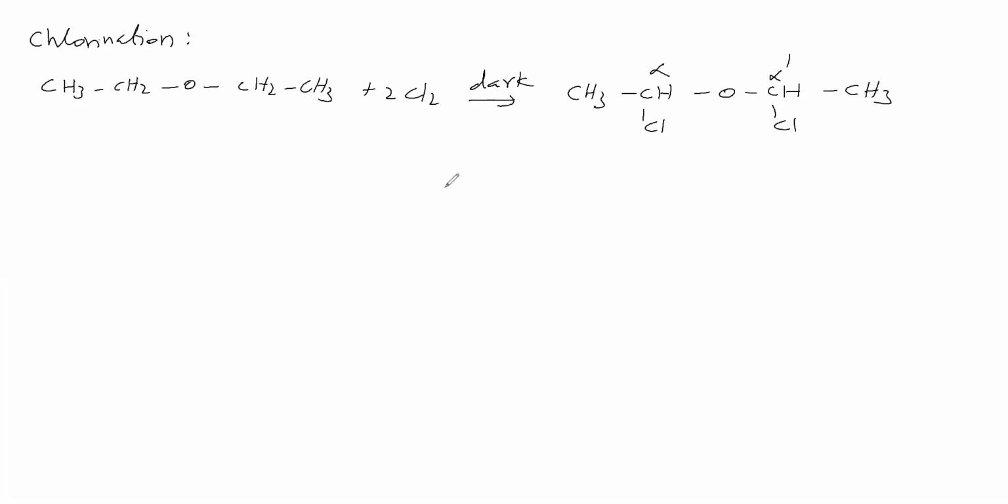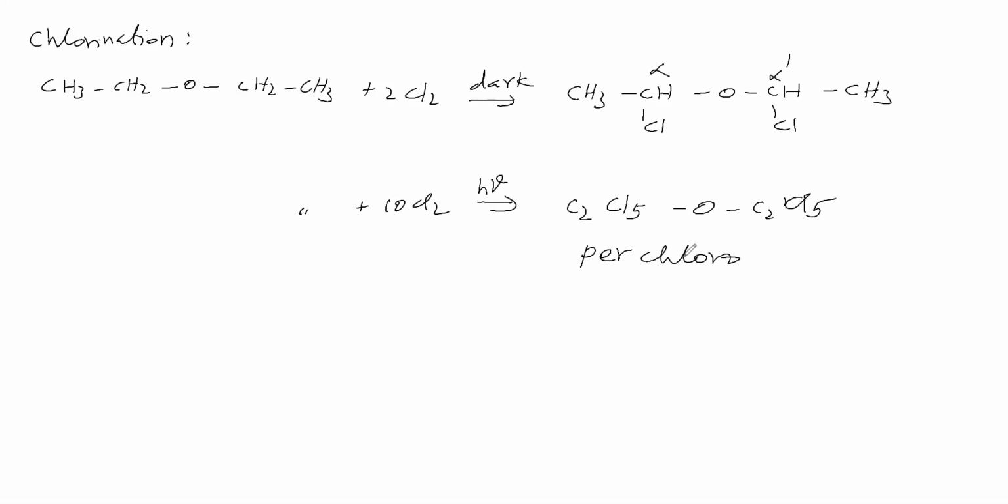But in the presence of sunlight, how does the reaction take place? The reaction takes place like this. This is called perchlorodiethyl ether. Perchlorodiethyl ether means all the hydrogens are replaced by chlorine. Therefore, it is called perchlorodiethyl ether. So this is called chlorination. In dark, only one alpha hydrogen is replaced by chlorine, but in sunlight, all the hydrogens are replaced by chlorine.